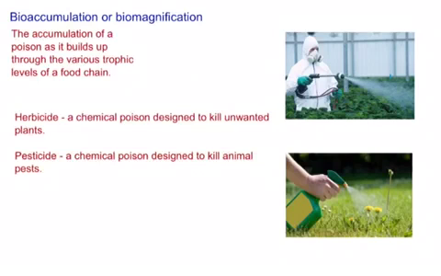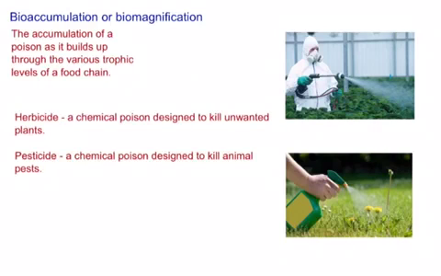Alright, so bioaccumulation or biomagnification, and they mean the same thing, means the building up, in this case, of poisons as they move up through the food chain of living things. So we'll have a look at how this works in just a moment.